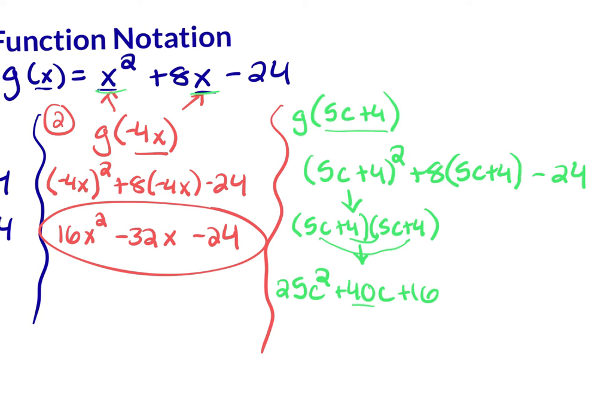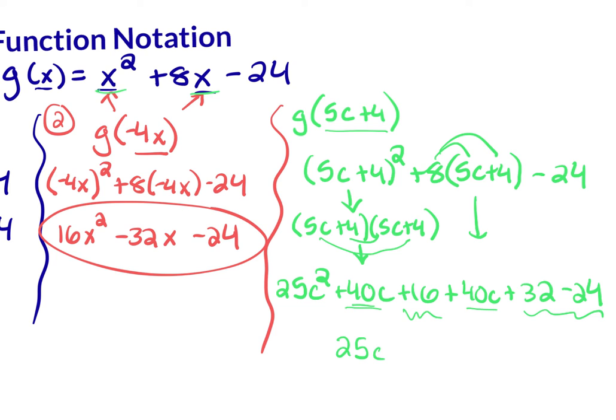And then here I need to distribute. So if I bring that down, plus 40c plus 32 minus 24. All right, combine like terms, and you will get 25c squared plus 80c plus 24.